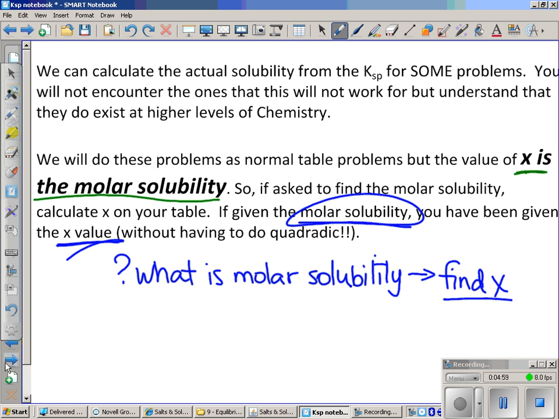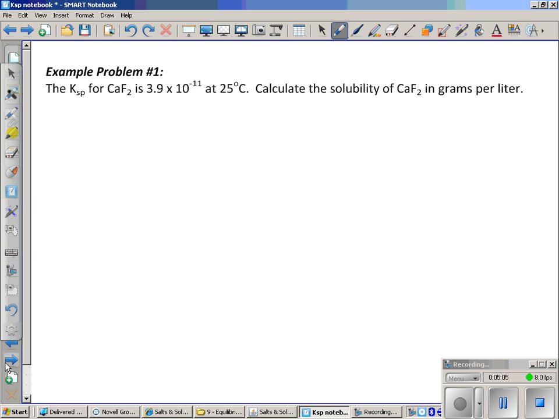Because you won't know how to find x, you'll be confused. So molar solubility is x. Let me show you what these problems look like. Again, they look a little different, but don't let that intimidate you because, in my opinion, Ksp is the easiest out of all of the types of problems.